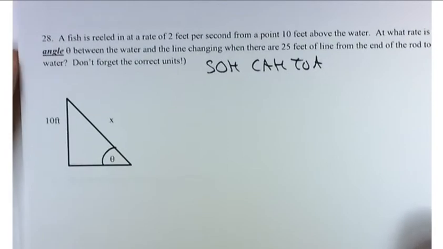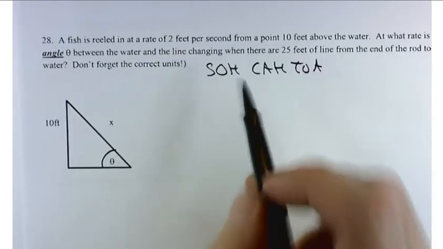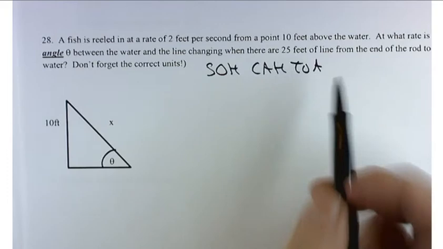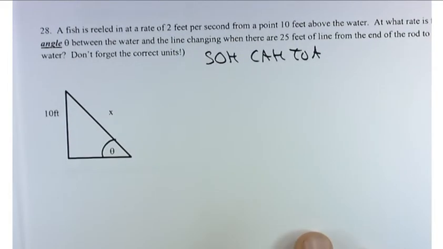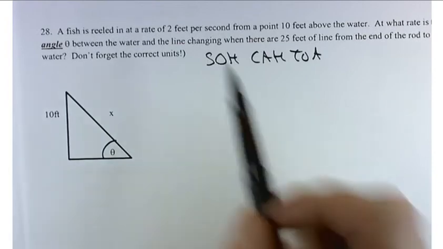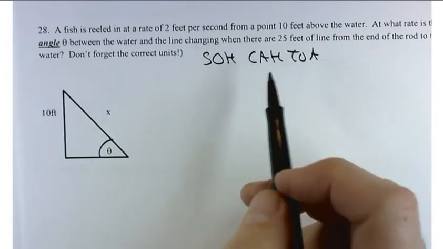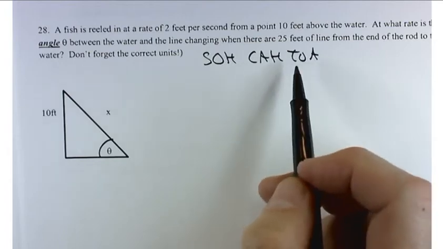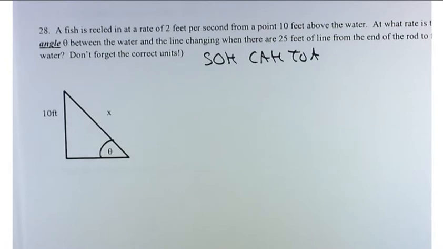Let's move on to problem number 28. Now, for problem number 28, I wrote this acronym, SOHCAHTOA. What's that all about? Does anyone remember? Sine is opposite over hypotenuse. Cosine is adjacent over hypotenuse. Tangent, opposite over adjacent.